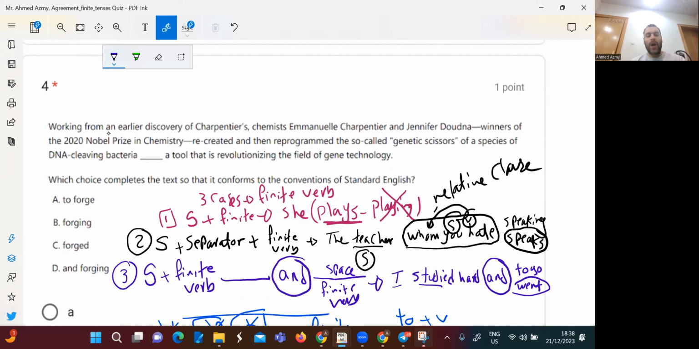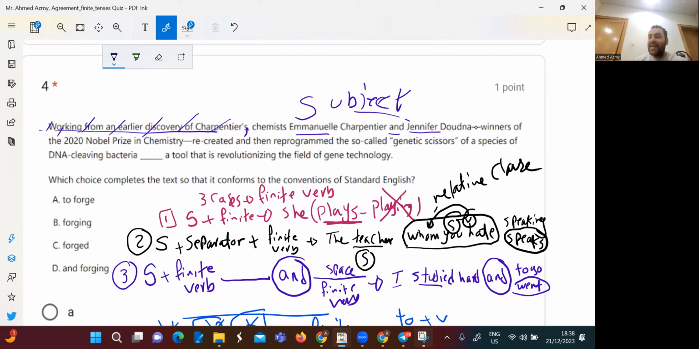Okay, my friends, working from a discovery, this is an introductory phrase. If the sentence starts with an introductory phrase, you need to predict that after the phrase, there will be what? Subject, and you need to get the verb. You forget about the introductory phrase, from working to the comma. Forget about it. So the subject will be Emanuela and Jennifer. Subject.